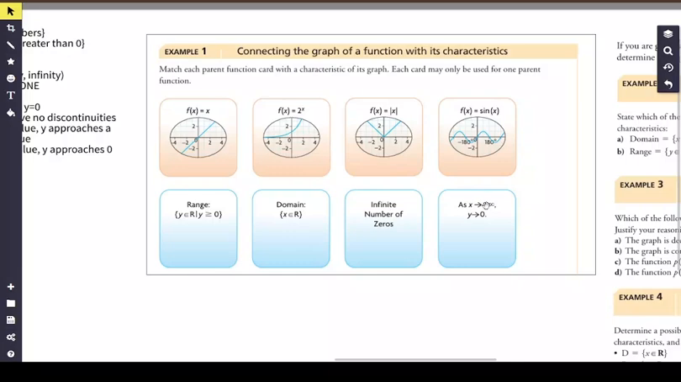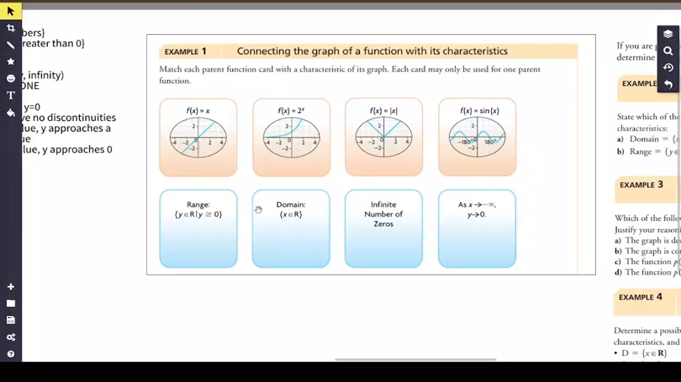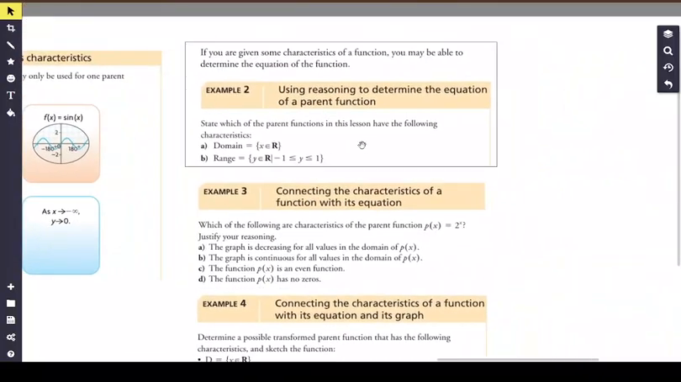So we matched 2. Now we're left with these and the first two. Obviously we can tell the range one belongs to absolute value, so we could get rid of that. And now the domain is all real numbers. It's obviously the linear function. And we are done. Let's go ahead and get to example 2.